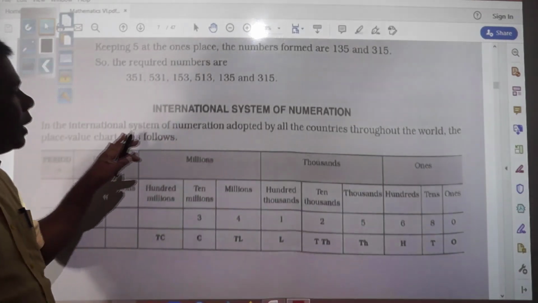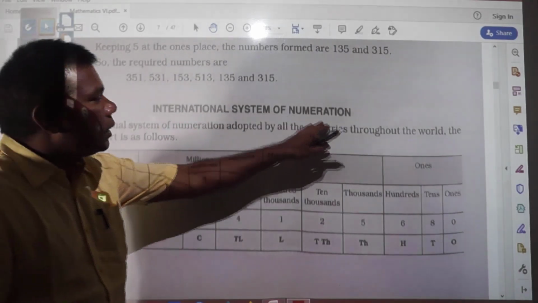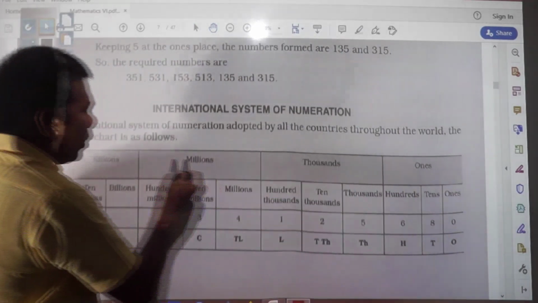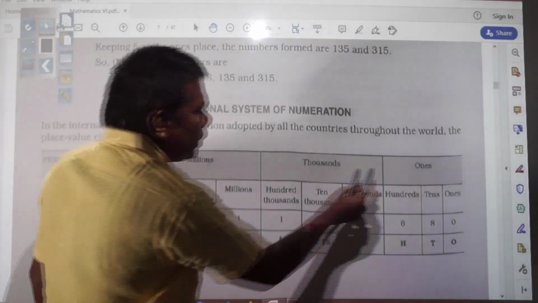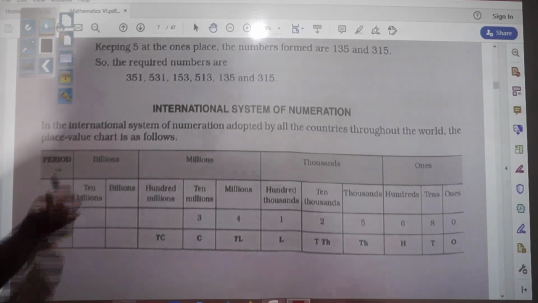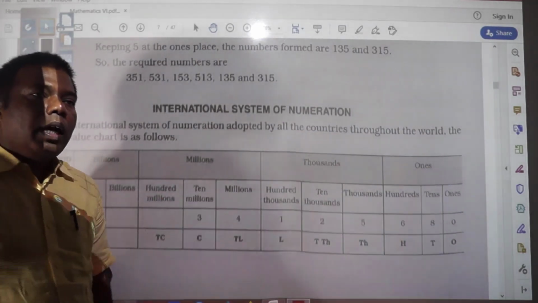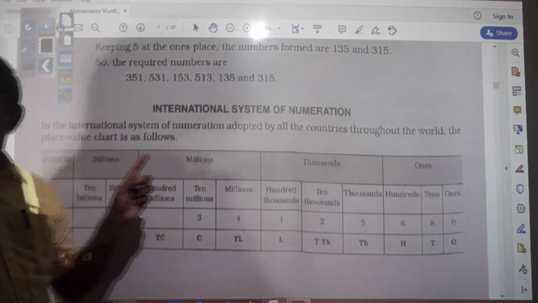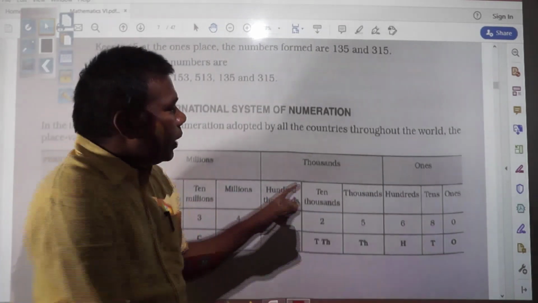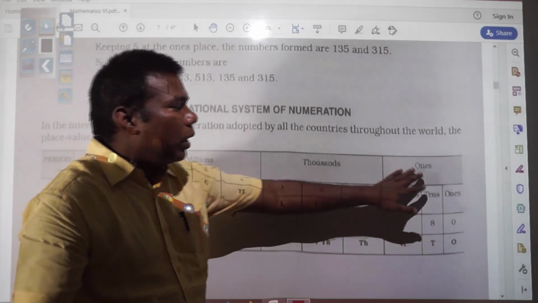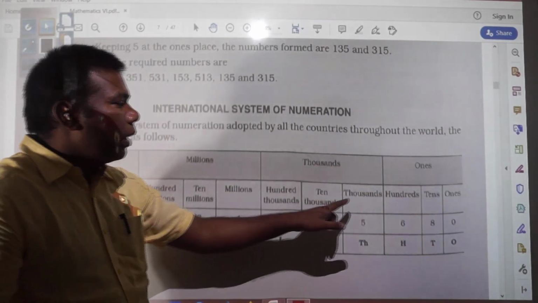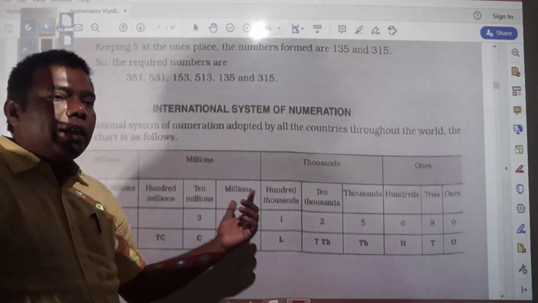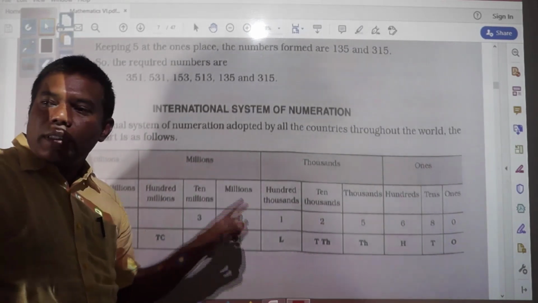If you remember, in the national system what we had, and in the international system what is the method to be written. Here you see, these all are called periods: ones, thousands, millions and billions. In the Indian system what we had? Ones, thousands, lakhs, crores. In the Indian system ones was the same. In thousands we had only 1,000 and 10,000. Then we start lakhs and 10 lakhs, then crores and 10 crores.